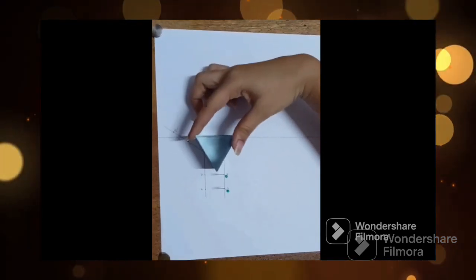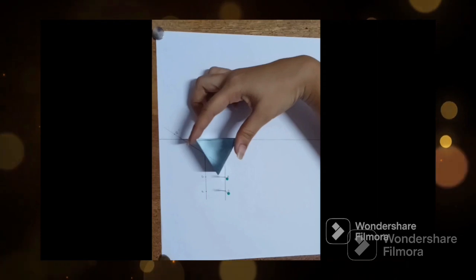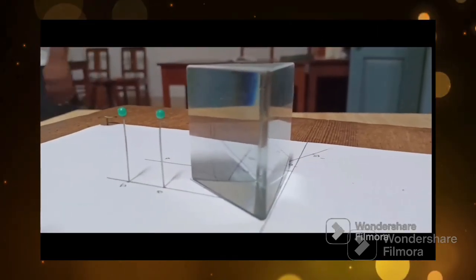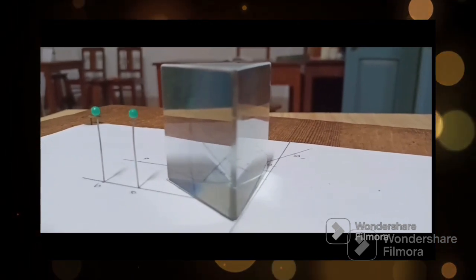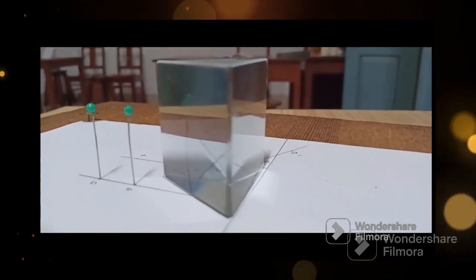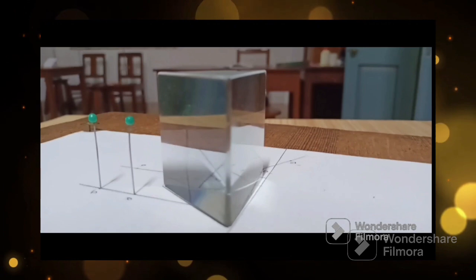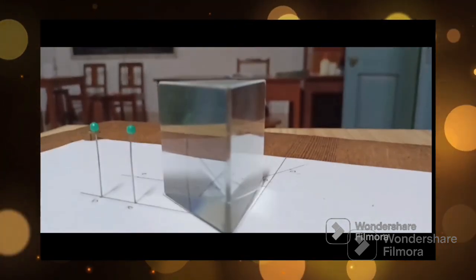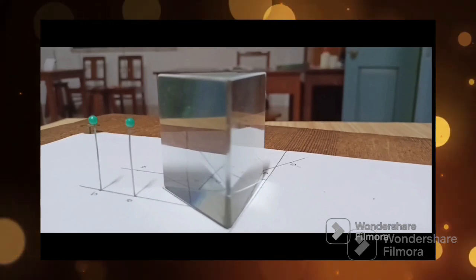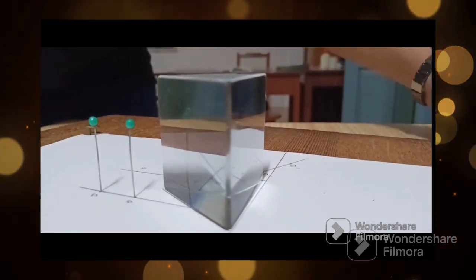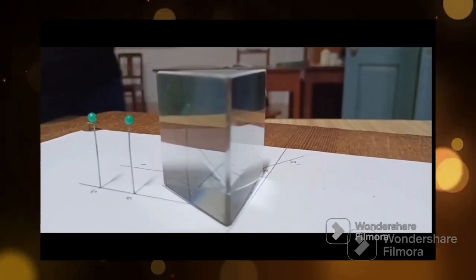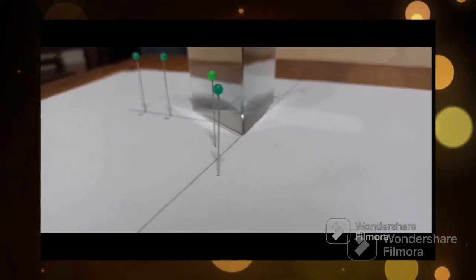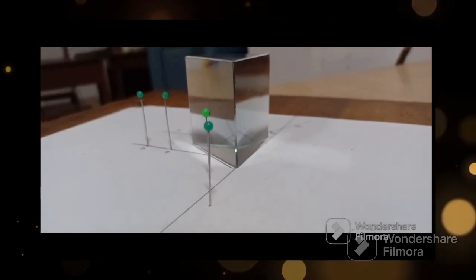Let's do the same for R and S. First we'll place the pins, then we'll place the prism on the drawing sheet, then find their reflection. So for R and S, we can clearly see the reflection where the pins are straight and they are coinciding with each other. They are like a single pin. They should be like a single straight line.